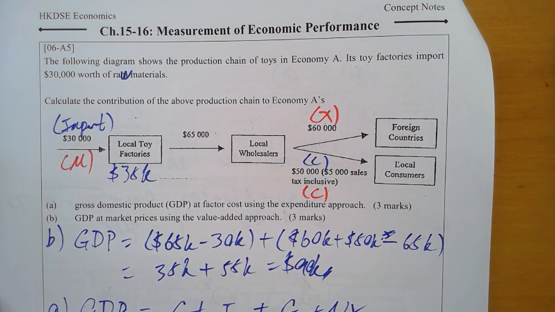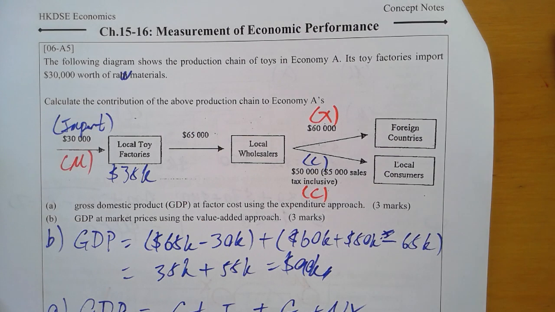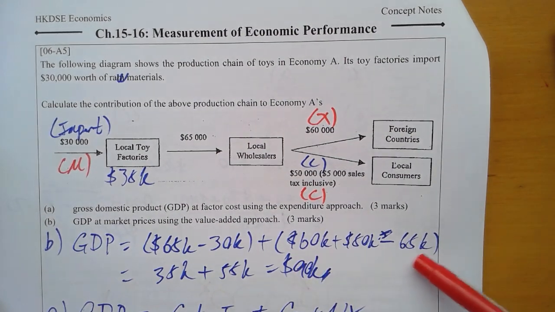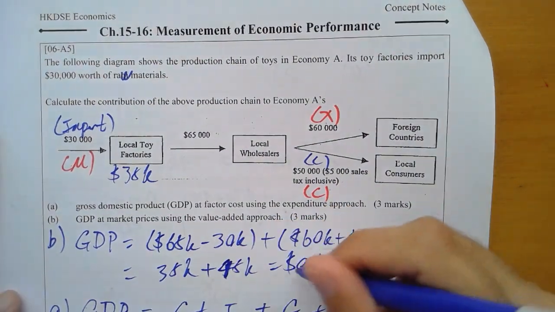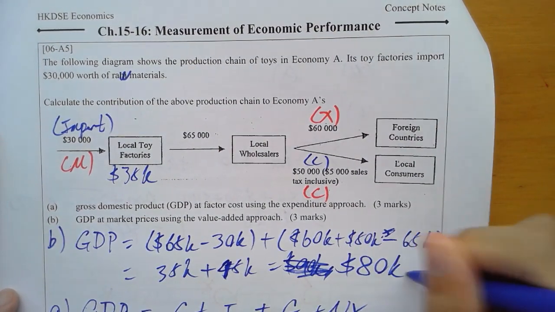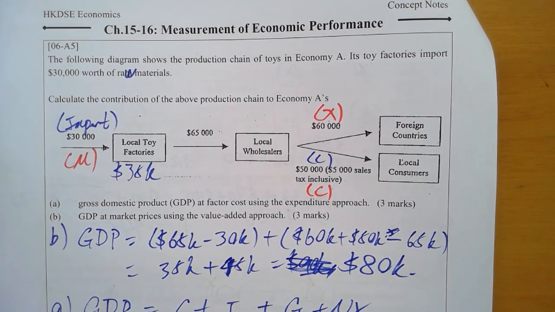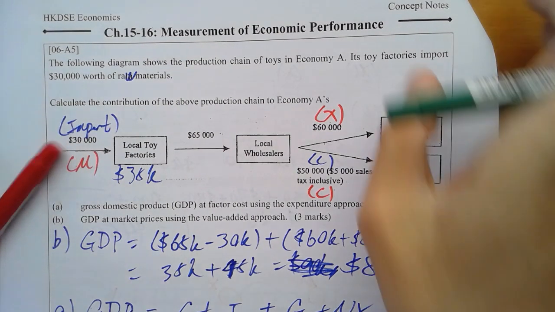You also should get, wait, did I calculate something wrong? Let's see. Now this is 50K, 6K plus 3. Did I mess up something in the last question? Oh yes, sorry, I know. This is 45K. Therefore, it should be 80K only. This is 45, I'm so sorry. All right, therefore, the answer you get would be 80K. But this is only at market price.